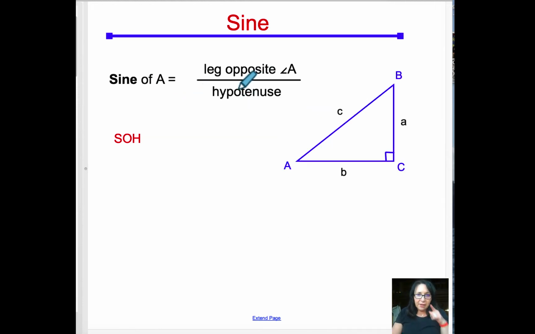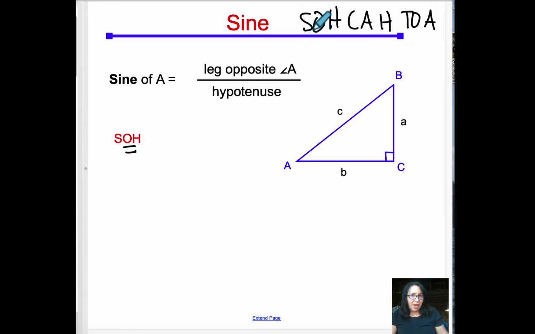So going to sine, we're going to start with sine. Sine of a is the opposite side over the hypotenuse. And whenever we find sine of an angle, this is the OH in SOHCAHTOA. So we have this mnemonic, SOHCAHTOA, and this mnemonic says that sine of an angle is equal to the opposite side over the hypotenuse. Cosine of an angle is equal to the adjacent side over the hypotenuse, and tangent of an angle is equal to the opposite side over the adjacent side.